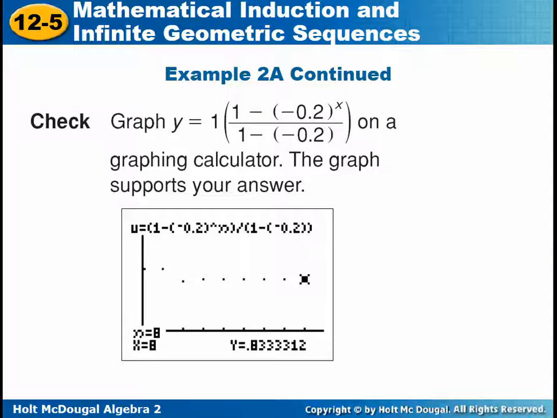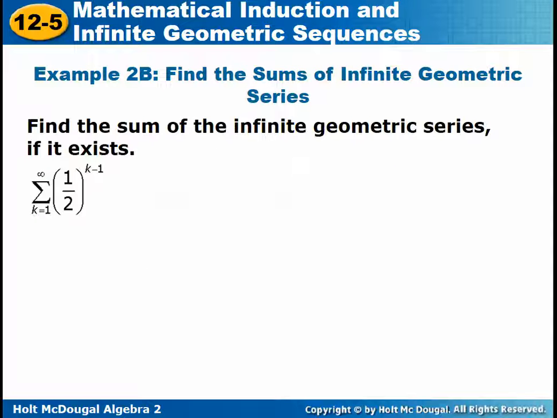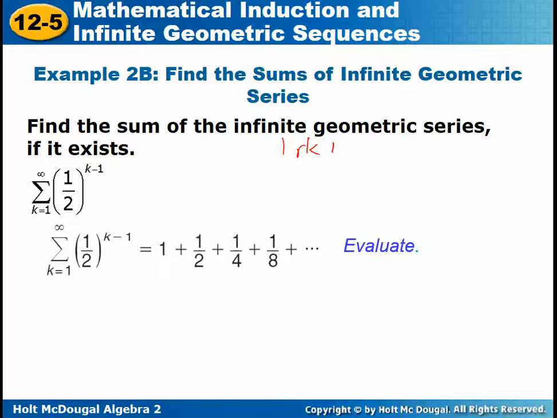You can check it by graphing the points and see that it's going to end up at about that spot. Okay, let's look at another example. First of all, we have to determine if the absolute value of r is less than 1. And it is because it's 1/2. So r is less than 1, so the sum is going to exist. Now we're going to use the formula.